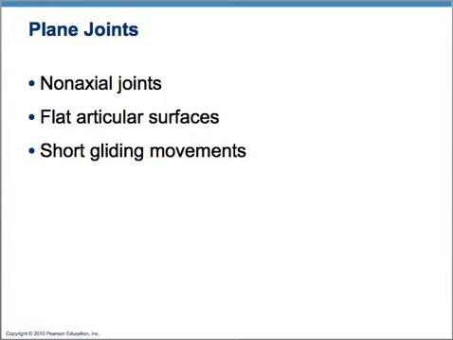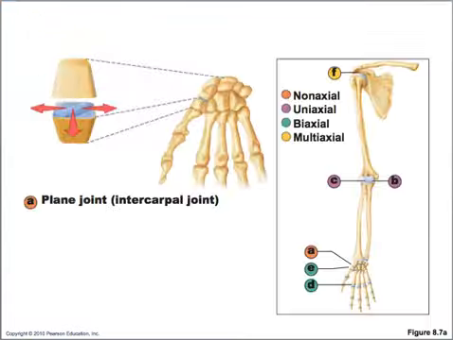These are non-axial joints. They have flat articular surfaces, and they undergo short gliding movements. So check out this picture. We see in our carpals, an intercarpal joint within our wrist, we have plane joints. So these are just bones that are gliding past one another.